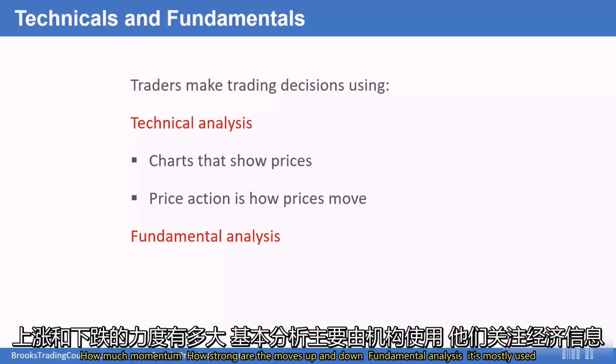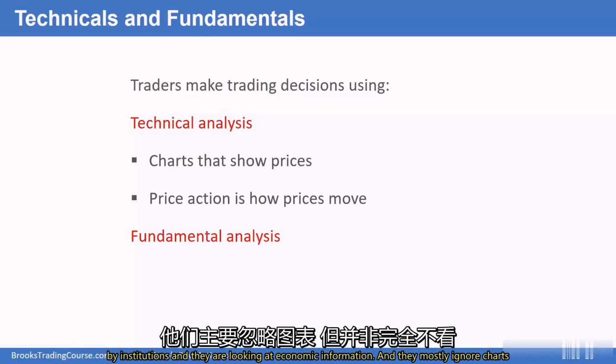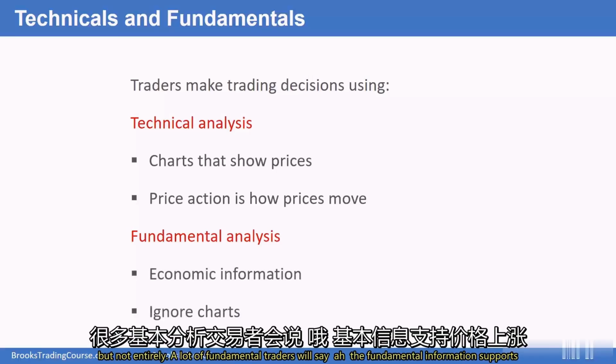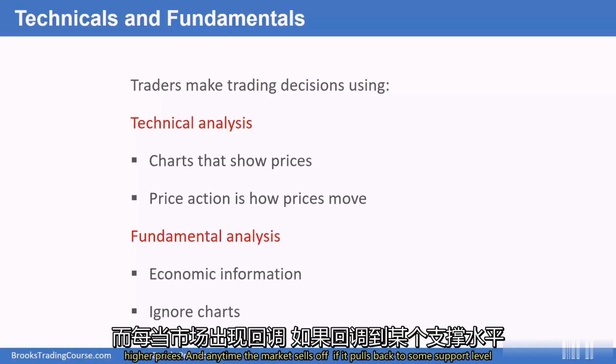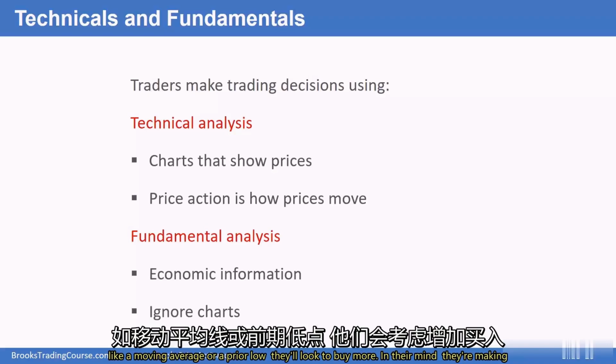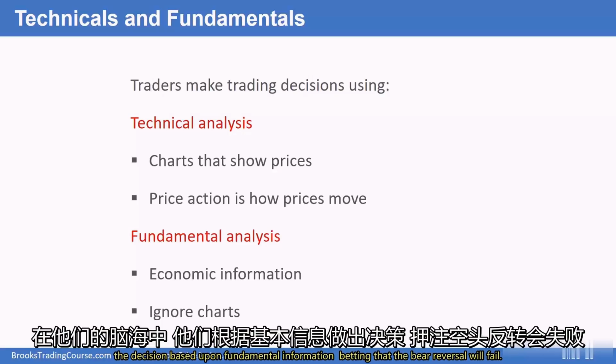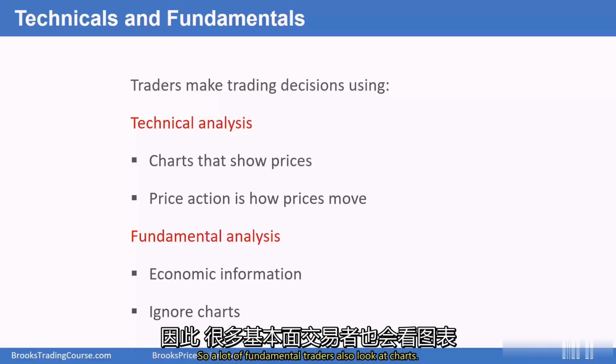Fundamental analysis, it's mostly used by institutions, and they are looking at economic information, and they mostly ignore charts, but not entirely. A lot of fundamental traders will say, the fundamental information supports higher prices. And anytime the market sells off, if it pulls back to some support level, like a moving average or a prior low, they'll look to buy more. In their mind, they're making the decision based upon fundamental information, betting that the bear reversal will fail. So a lot of fundamental traders also look at charts.